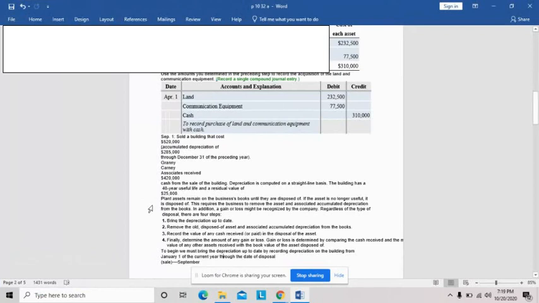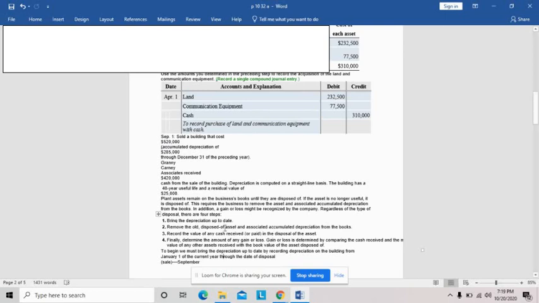Plant assets remain on the business books until they are disposed of. If the asset is no longer useful, it is disposed of. This requires the business to remove the asset and associated accumulated depreciation from the books. In addition, a gain or loss might be recognized by the company. Regardless of the type of disposal, there are 4 steps.